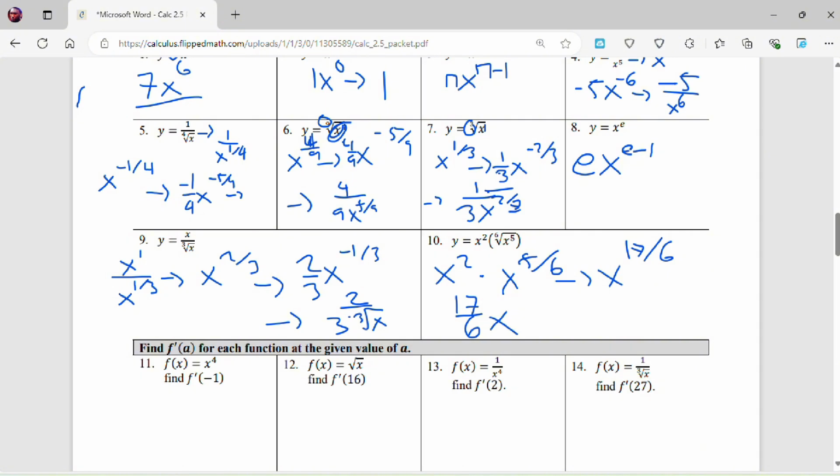Now we can use our power rule, bring the 17 over 6 down, and then subtract 1, which is 6 over 6, right? Because we want to subtract like this. Okay. 17 over 6 minus 6 over 6 is 11 over 6.